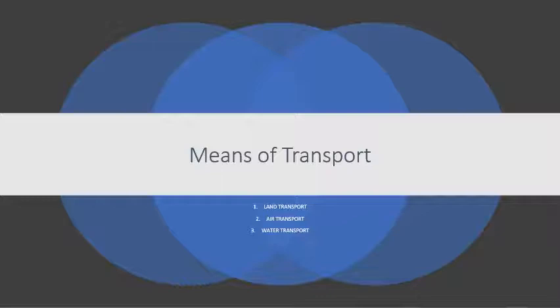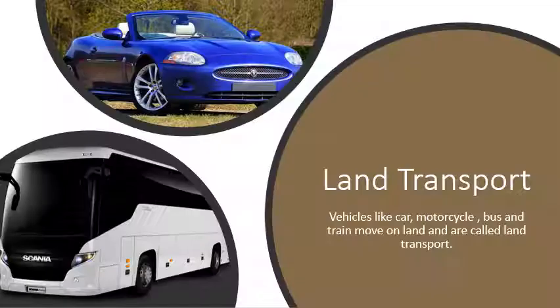We have three different means of transport. First is land transport, second is air transport, third is water transport. So the three means of transport are land transport, air transport, water transport. First, let us study land transport. So children, what is land transport?